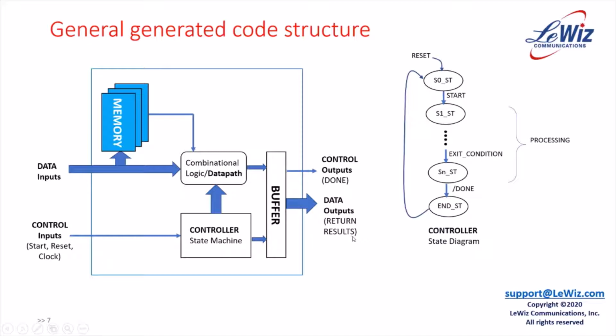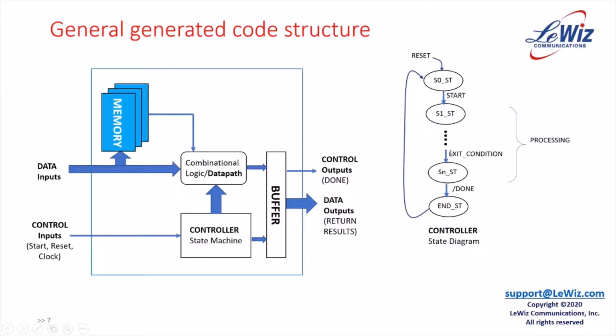The controller state diagram is interesting, so we'll explain that a little bit. It has an idle state S0, and when the reset happens, that's the state that it goes into. And when the start signal is given, it moves into state S1. It contains one or more of these states to do the processing.